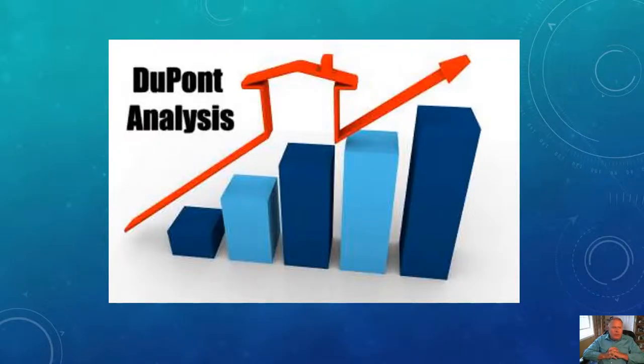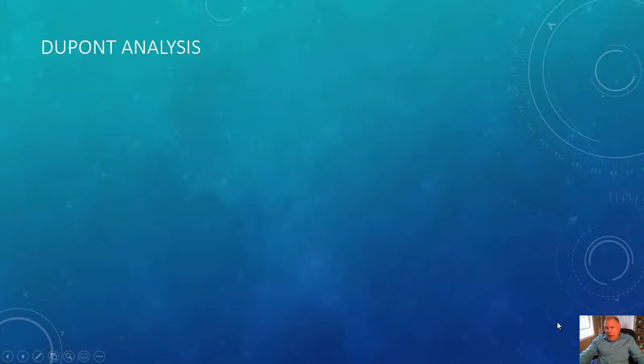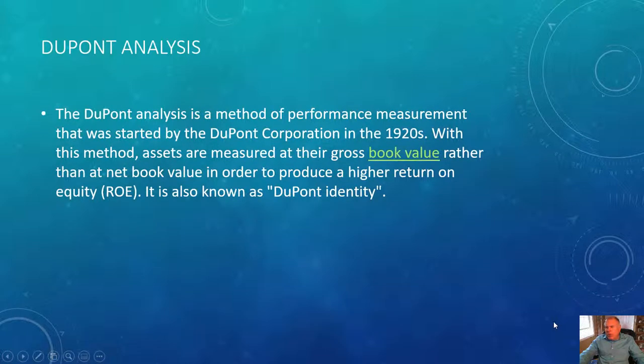Good day, folks. Today we're going to take a little look at what's called the DuPont analysis. This methodology goes back into the 1920s when the DuPont Corporation tried to analyze their performance, and the performance of a potential acquisition. They wanted to see what was really driving their return on equity.